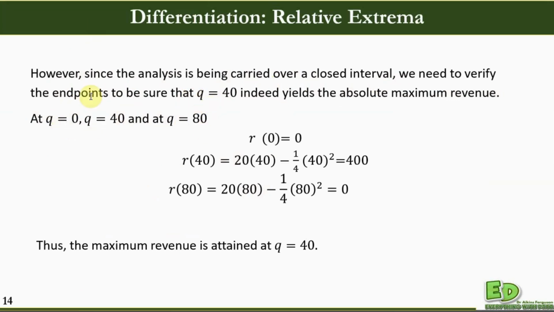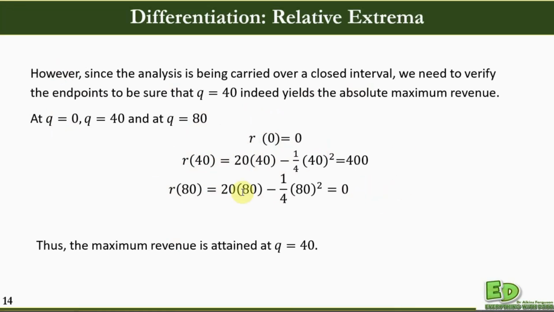The closed interval is 0 to 80. So we'll put the same quantities into the total revenue function. If quantity is equal to 0, we have revenue to be 0. If quantity is equal to 40, then the total revenue will be what? 400. If the quantity is 80, we produce all the 80 units, then we'll get total revenue of 0.